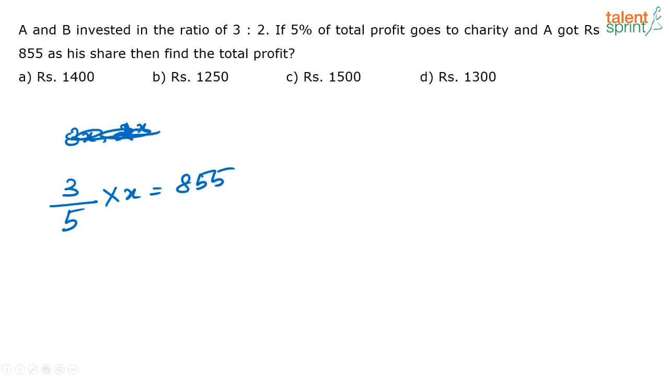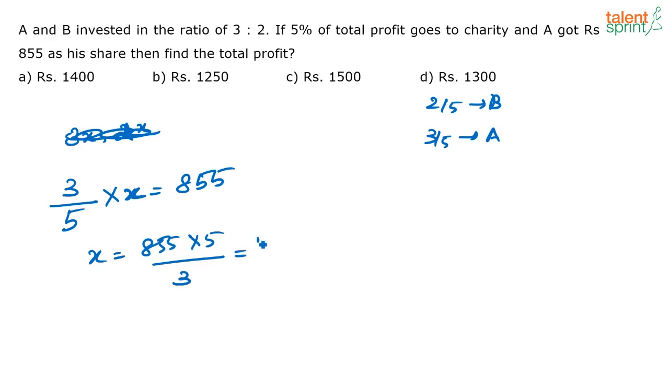Okay? See, I know that A and B are investing in the ratio 3 is to 2. So, what does that mean? 3/5 of the profit A will get and 2/5 of the profit B will get. That much I can say. I can say this for sure. So, if the total profit that is being distributed is X, then 3/5 of X is 855, or what is X? X is equal to 855 into 5 divided by 3, that is equal to 1425. So, this is the profit that is being distributed between A and B.